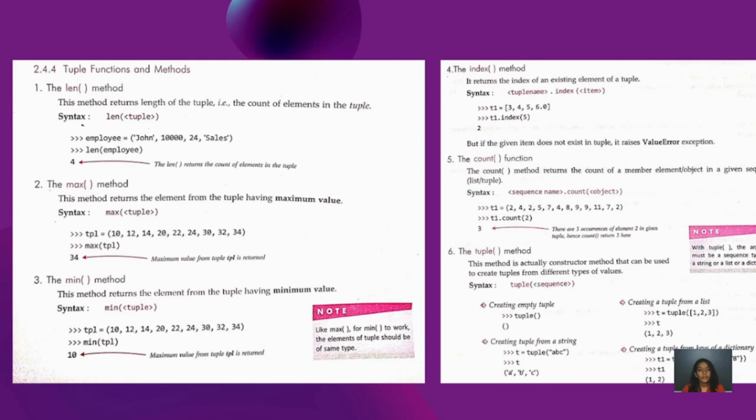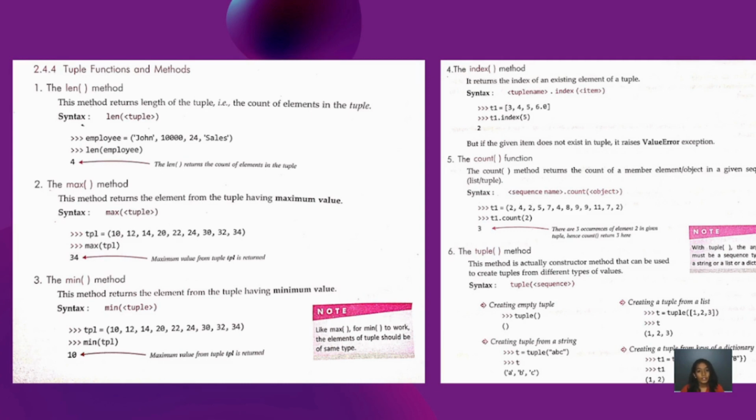The index method returns the index of an existing element of a tuple. T1 contains 3, 4, 5 and 6.0. T1.index of 5: 5 is at index number 2. So therefore the output will be 2.